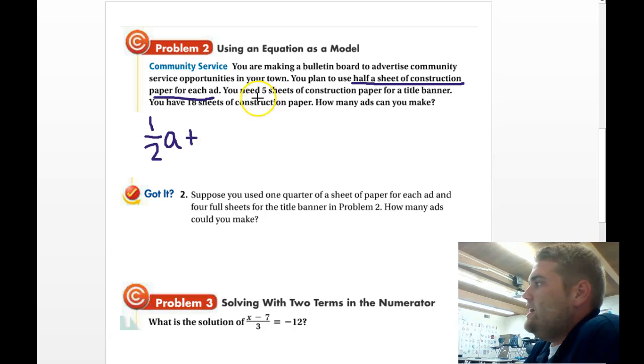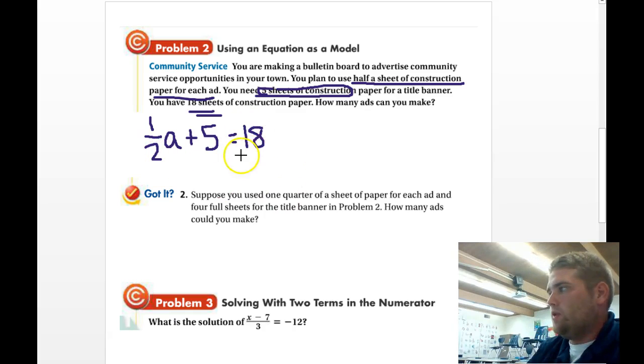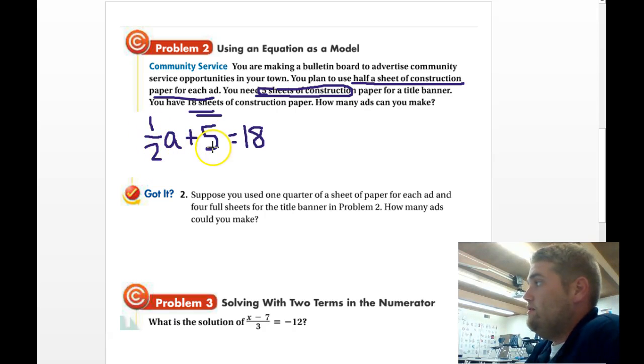Plus, I need 5 sheets for the title banner. Okay, so plus 5 equals total sheets I have 18. Okay, so here's our equation. 1/2 A, so 1/2 a sheet of paper per ad plus 5 sheets for our title banner equals 18 sheets total. So to solve this, we're going to subtract 5.